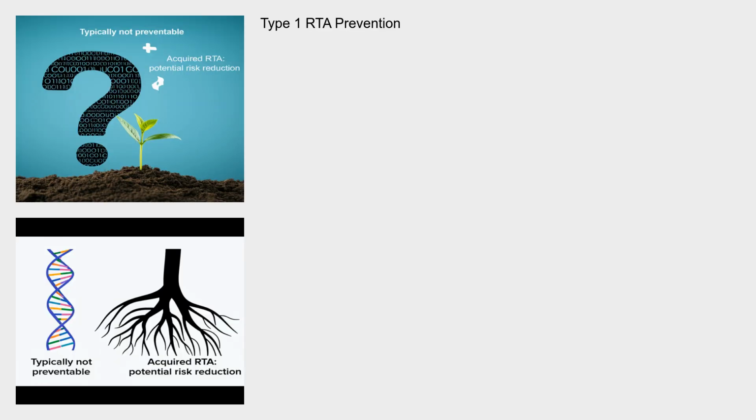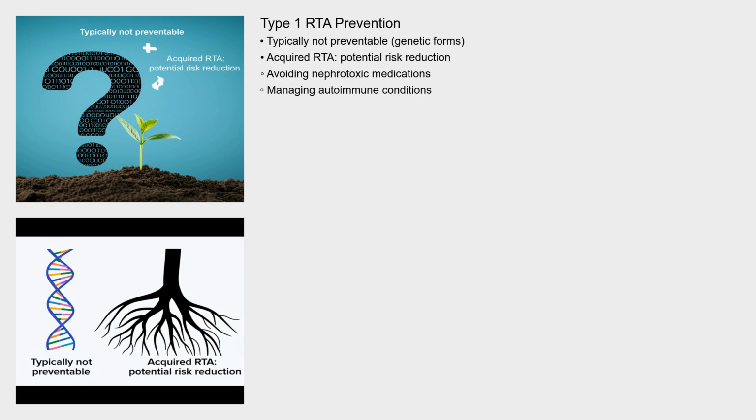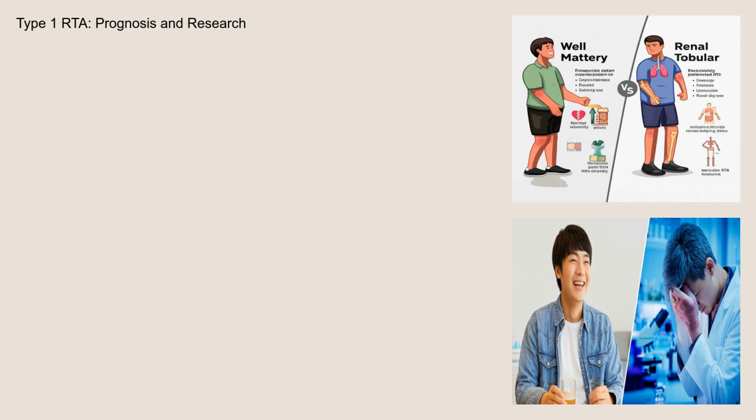Unfortunately, type 1 RTA is typically not preventable, particularly the genetic forms. However, in cases of acquired RTA, avoiding exposure to nephrotoxic medications or effectively managing underlying autoimmune conditions can potentially reduce the risk. The prognosis for individuals with type 1 RTA depends on the age of diagnosis and the effectiveness of treatment. With appropriate alkali therapy, many patients can live normal, healthy lives.